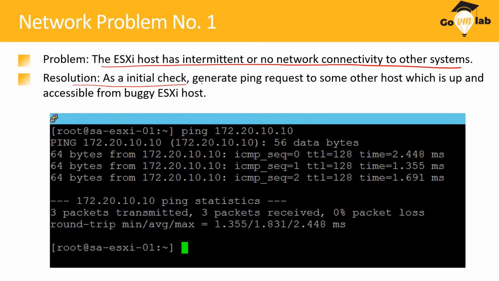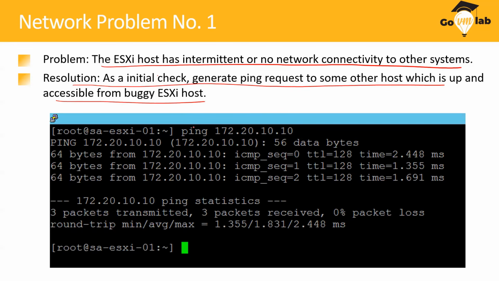So the resolution, as an initial check, is to generate a ping request to some other host which is up and accessible from the problematic ESXi host. The very first thing you should be doing is validating what the problem is. From a network connectivity perspective, the first thing we do is ping traffic. From the host which looks to be isolated in the network, I'll try to ping the other peer host to see if the ping is working or not. I try to ping my default gateway.